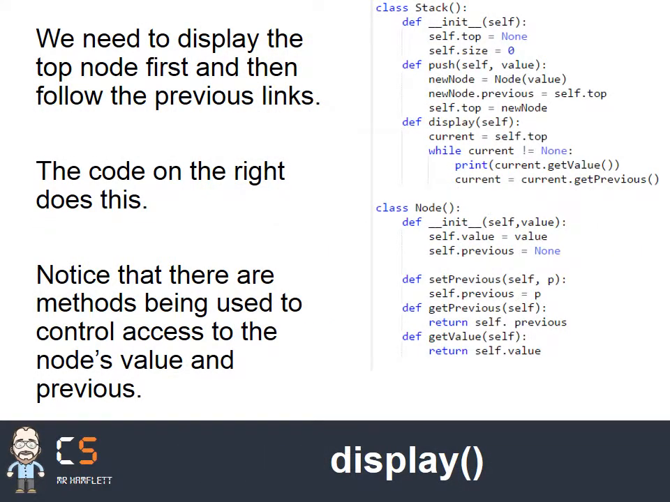Just to finish things off, I've got a display function, and all this display function does is effectively traverse the stack. It starts off at the top. While current is not None, i.e. it's not got to the end of the stack, we print out the value and then set current to be the previous. It's not going to remove anything from the stack, it's just simply going to print it out. So that allows us to effectively display a stack and push stuff onto it.